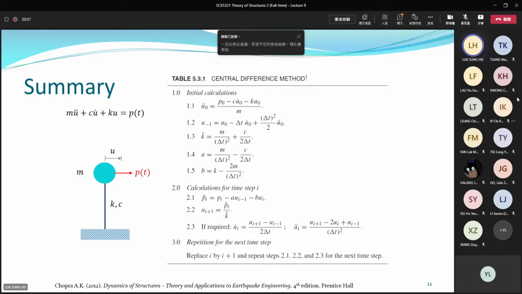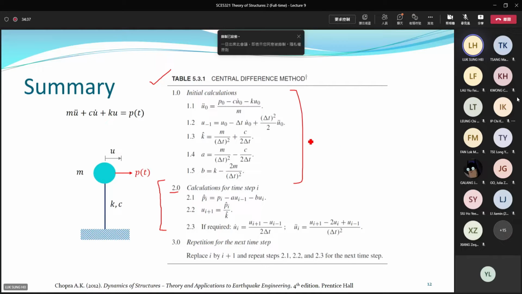Okay, after knowing the background, I give you one summary for the central difference method. If you want to use the central difference method to estimate the dynamic response of a single degree of freedom system, then you can follow this table, which I obtained from the textbook shown at the bottom, Dynamics of Structures, a very classical dynamic textbook. You first evaluate some initial calculations, initial parameters, and then you can calculate the response at different time steps by repeating step 2 n times. Then you can get the whole displacement history for these structures.